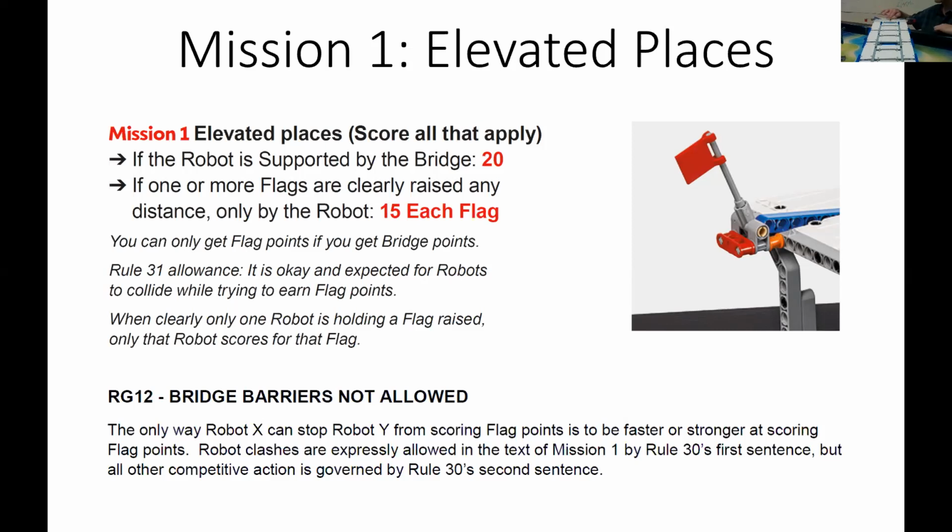The idea is if they're both touching this blue beam and pushing down on it some, like they're resting on it, then they both would get points, is my read of that. And you're not allowed to drive up here and put a barrier in place to prevent the other robot from coming up. So you're allowed to clash, but you're not allowed to put a bridge barrier in place.